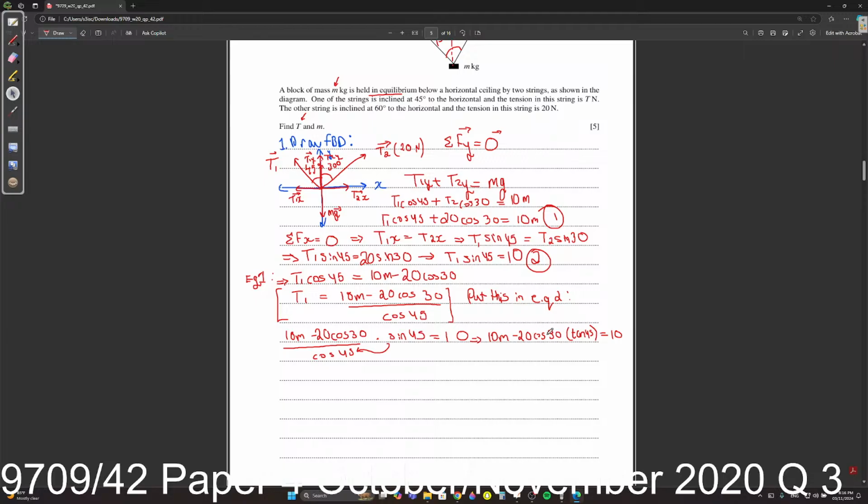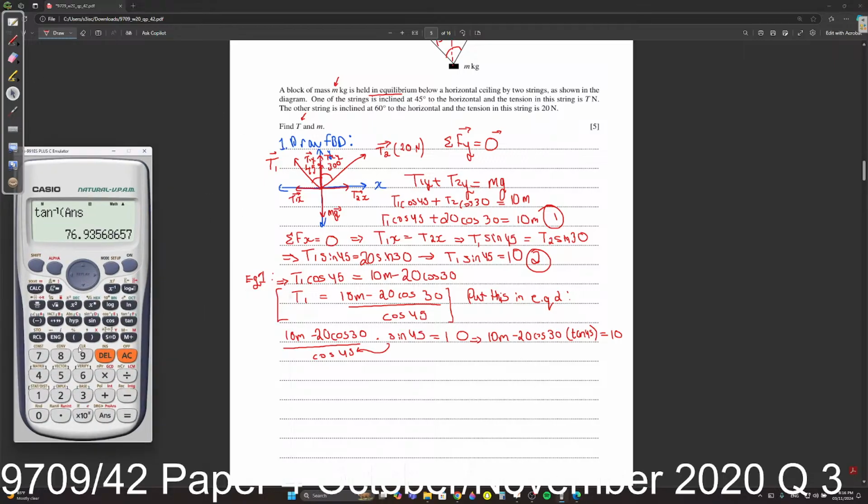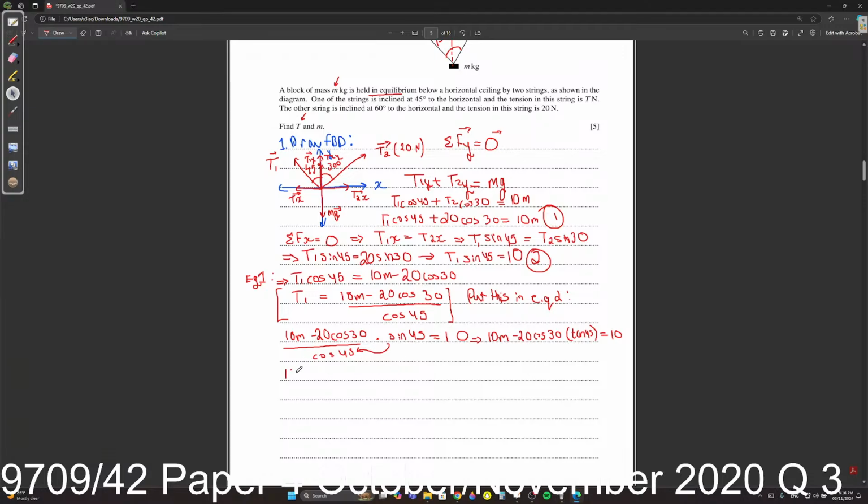Some people are saying, why are you keeping it as 20 cosine 30? Because you're going to get a long decimal. So I'm going to actually find how much 20 cosine 30 is now. It's going to be equal to 10 radical 3. So I'm just going to keep it as 10 radical 3. I get 10m minus 10 radical 3 times tan 45. This tan 45, by the way, is for all of this, because it's T1 sine 45. We found T1 to be this. So you get tan 45.